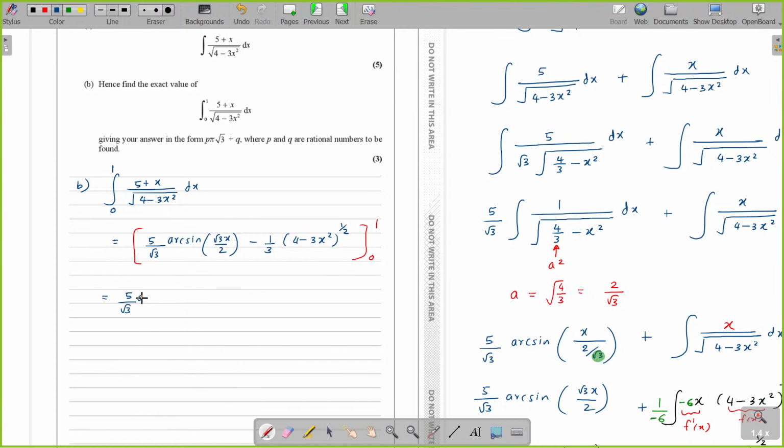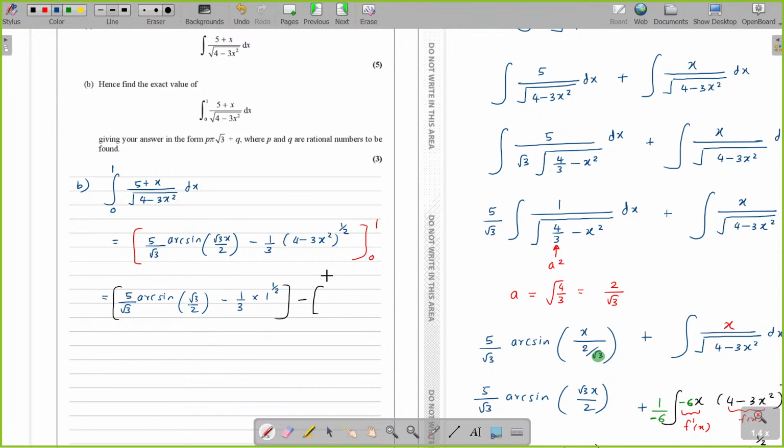5 over root 3, let's input the first limit as 1. Arc sine of 1 is directly root 3 over 2. Minus 1 over 3, 4 minus 3 into 1 square, that's actually going to be 4 minus 3 into 1, which is 4 minus 3, that's 1, to the power half. Okay, that's the first one. Minus, a compulsory minus in the middle, and replace all the x values with 0.